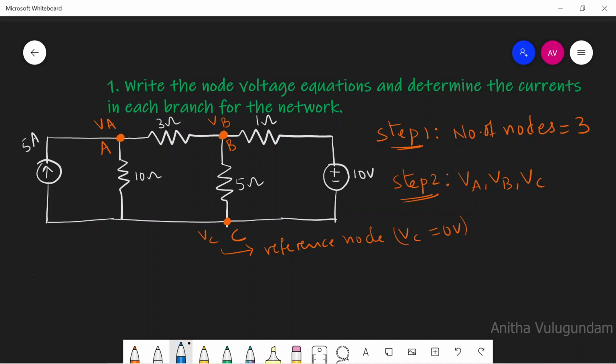Next, step 3 is to develop KCL equations at each non-reference node. Let us start with A. Applying KCL at node A. Here 5 amps is entering, and I am assuming that in these branches currents are leaving. Let these be I1, I2, and I3.